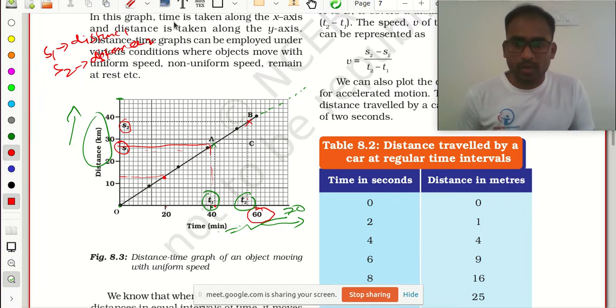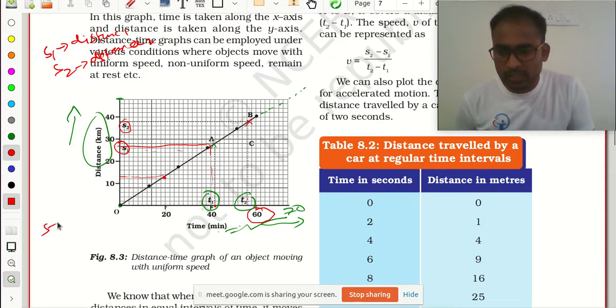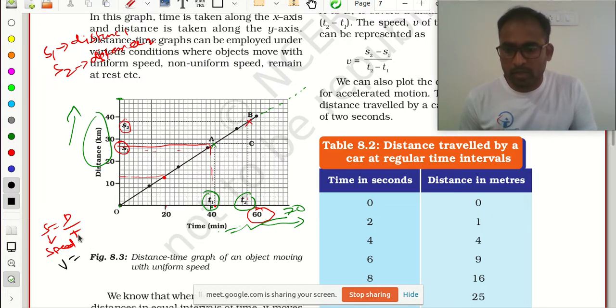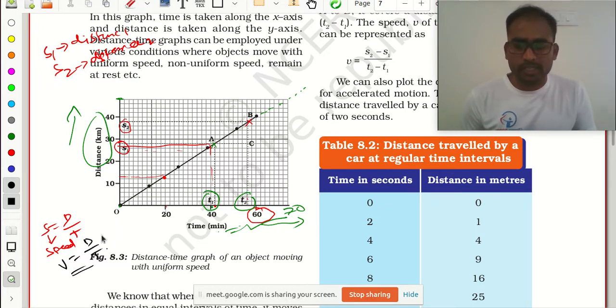Clear? Now suppose at a single distance and single time, how do we calculate the speed? Speed is equal to distance by time only, no? S means speed here for my reference. I can write V is equal to distance d by time. This is the basic formula of speed.